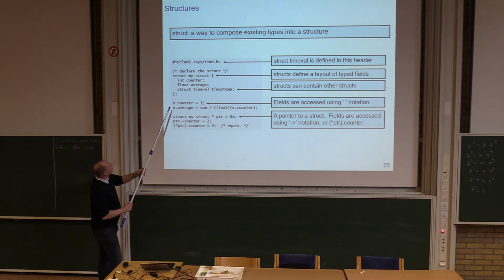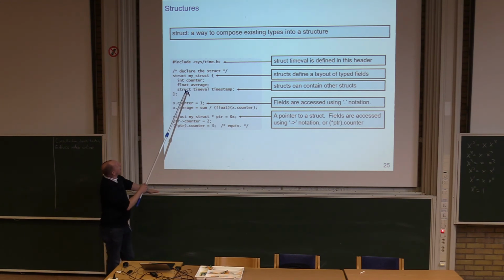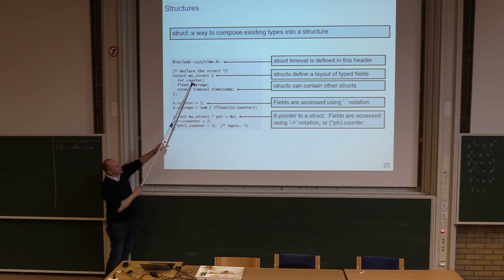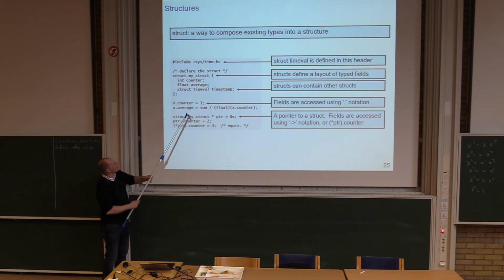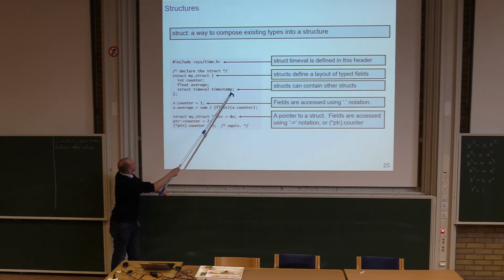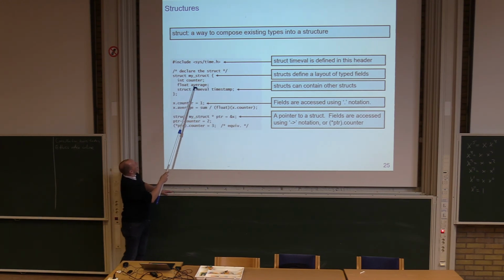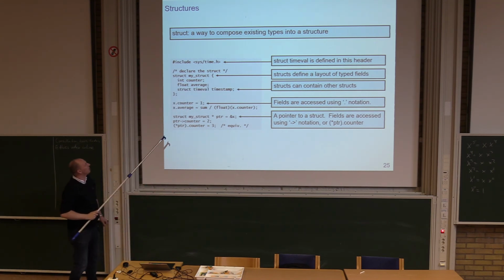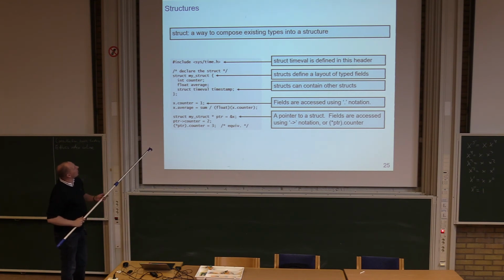So for example, if you would like to create a type called myStruct, you write struct, and then you give it a name, and then you have these curly braces, and inside this you will have a counter of type integer. You will have some other variable called average of type float, and you will have a timestamp that in turn is referring to another struct called timeval.